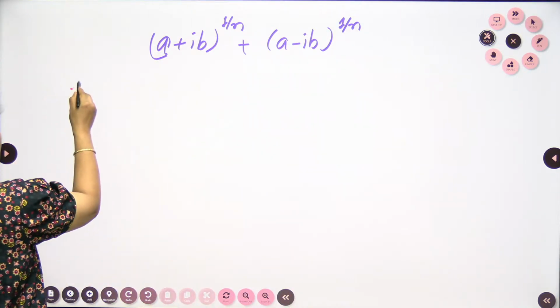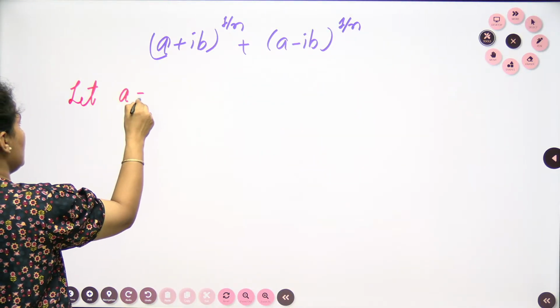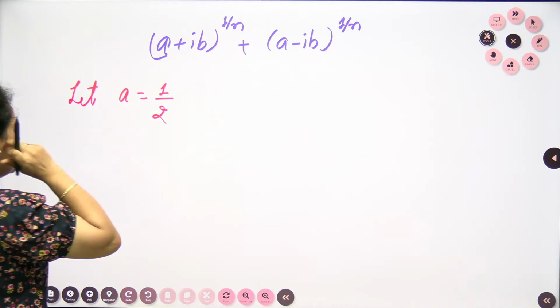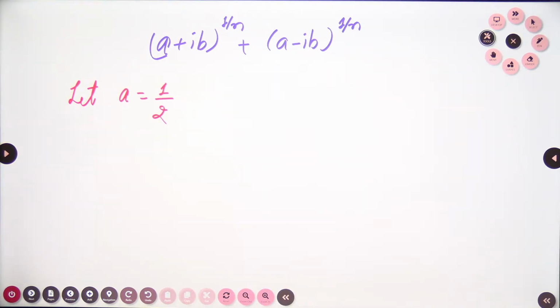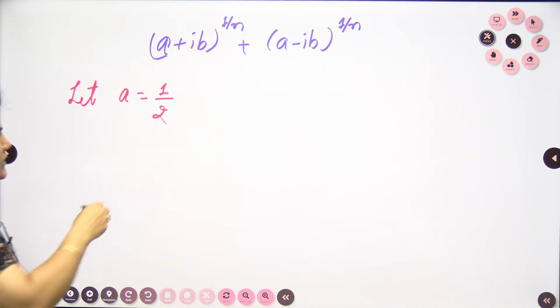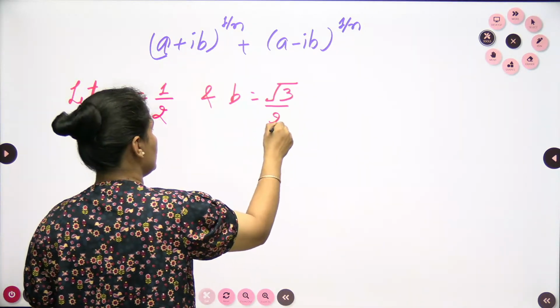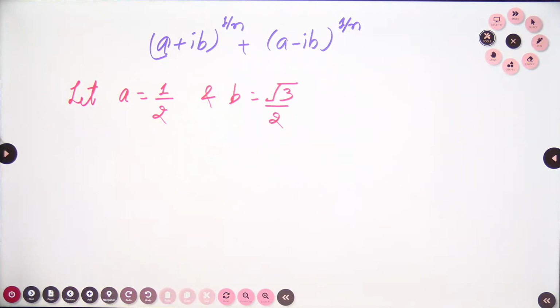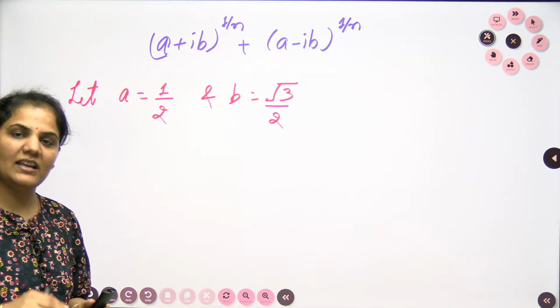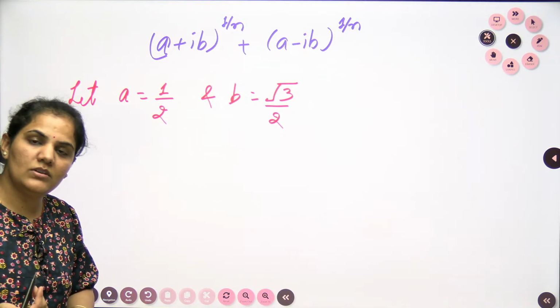So suppose I am taking a equal to 1 by 2 or 1 by root 2, anything you can take. Okay, so I'm starting with a equal to 1 by 2 and b equal to root 3 by 2. Suppose I'm taking this because I want to ultimately make my question easy. Here I need to go with the Euler's form also.